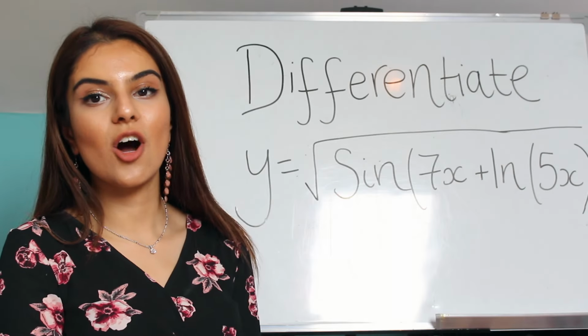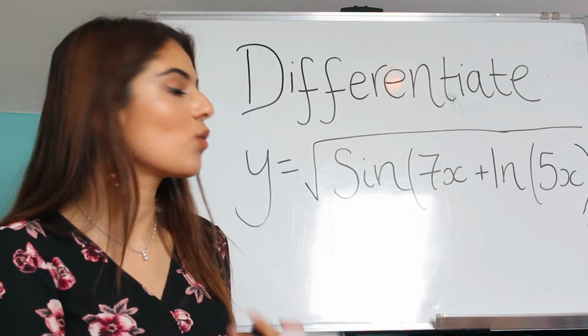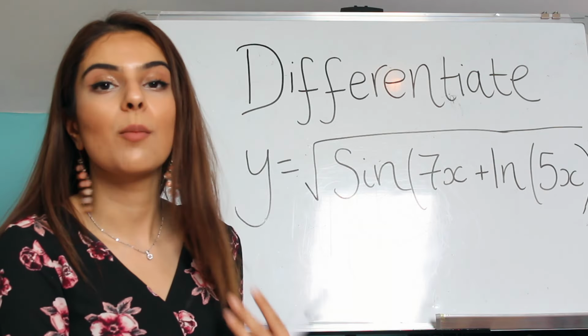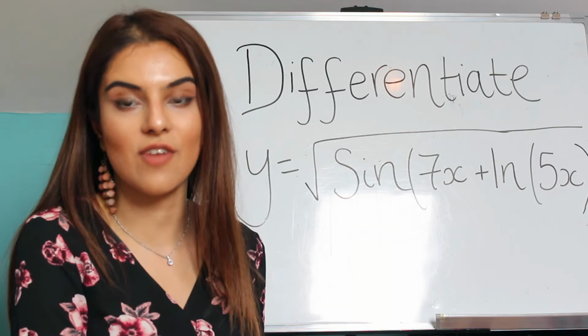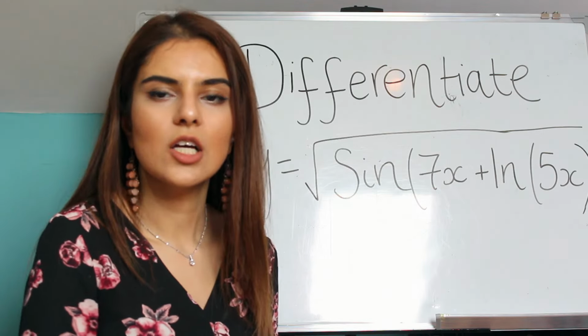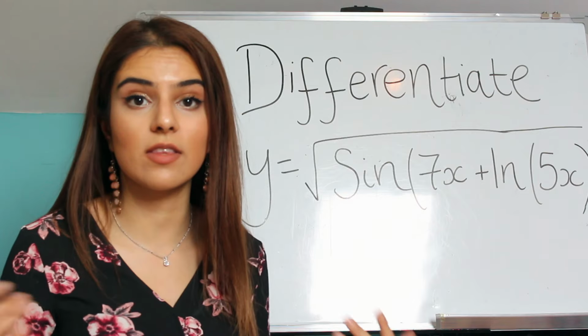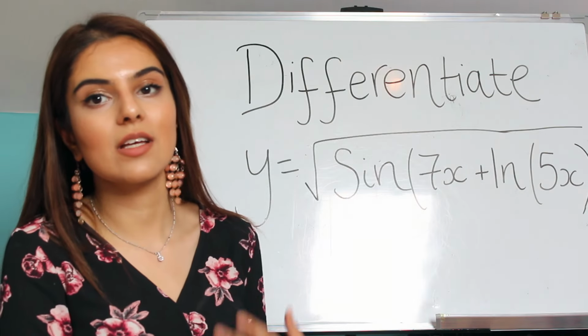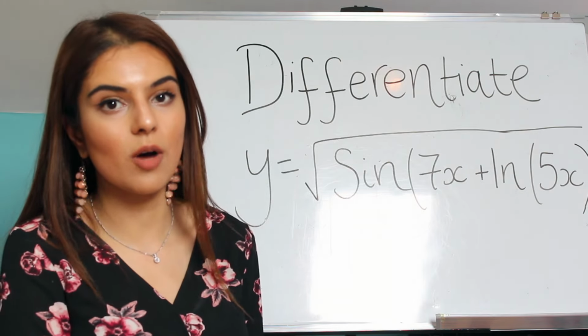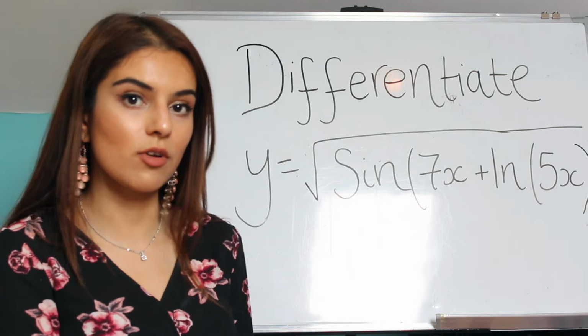Okay, so for our first example, we're going to differentiate y equals the square root of sine 7x plus logarithm 5x. And obviously we're going to use the chain rule to do this. What we already should know is that we should differentiate the outer and the inner function separately. However, we can see that there are a lot of layers to this problem and that we need to differentiate a lot of different terms separately.